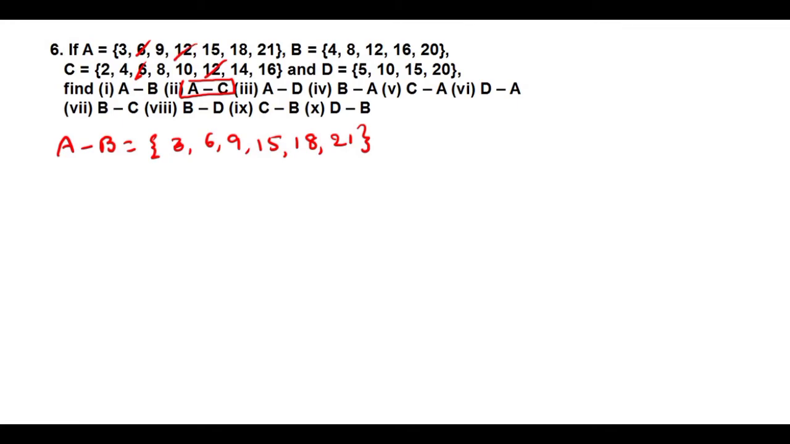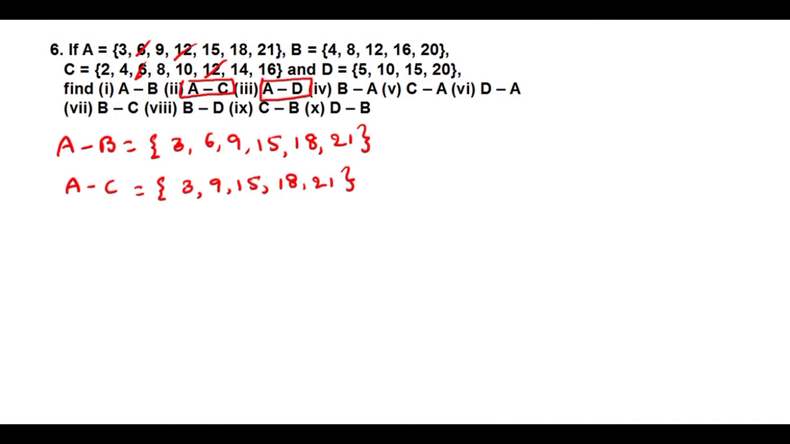Then we write here A minus C. What is A minus C here? We get 3, 9, 15, 18, 20. Okay. So A minus D. Actually, I am writing here direct answer.